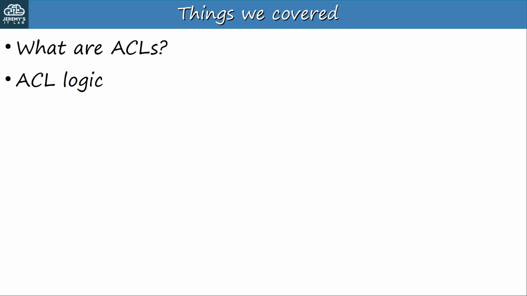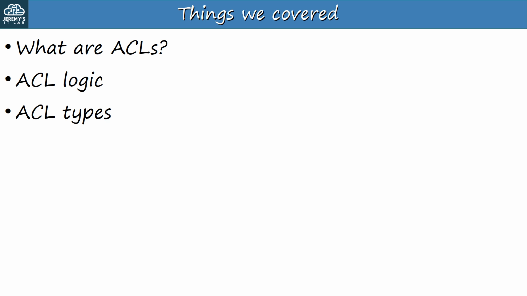Okay, let's review and then move on to the quiz. In this video, I covered what ACLs are. They are used to identify and control traffic in the network. I introduced ACL logic, how ACLs are processed. The entries in an ACL are processed from top to bottom, and once a matching entry is found, the action is taken, and the remaining entries are not processed.